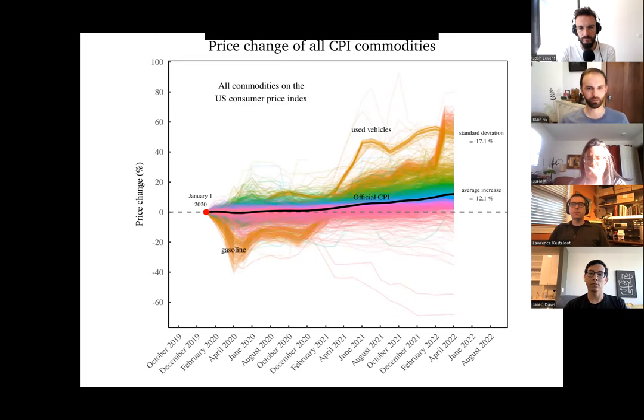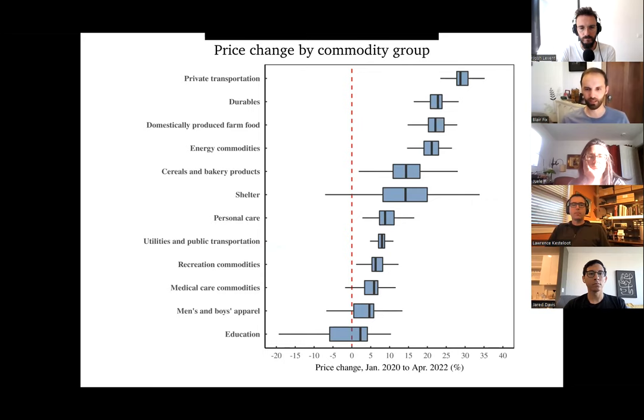Here's another way of looking at this data. I've lumped the price change from January 2020 to April 2022 across different commodities. So something like education, there's really no inflation to speak of. Whereas here's energy, up here, transportation, about 30% inflation over 2 years. So this is a huge variation across commodities.